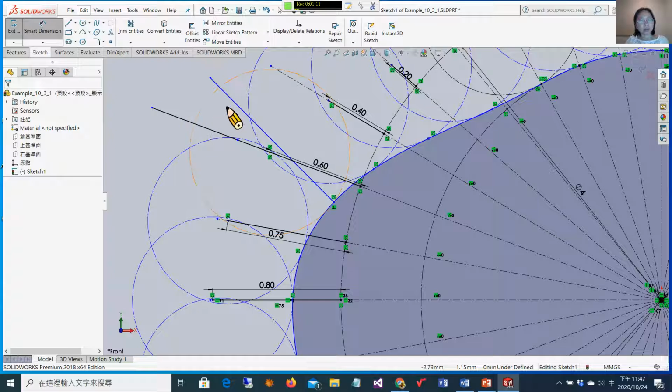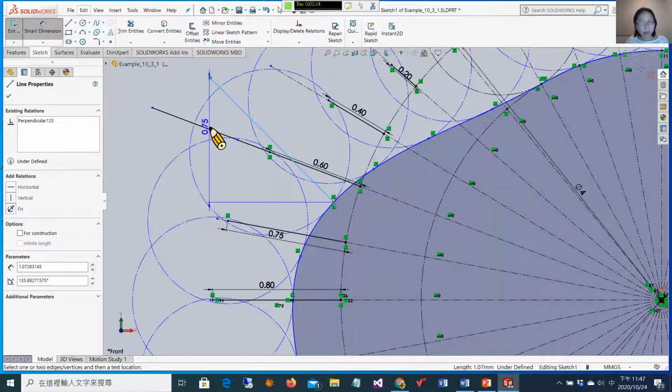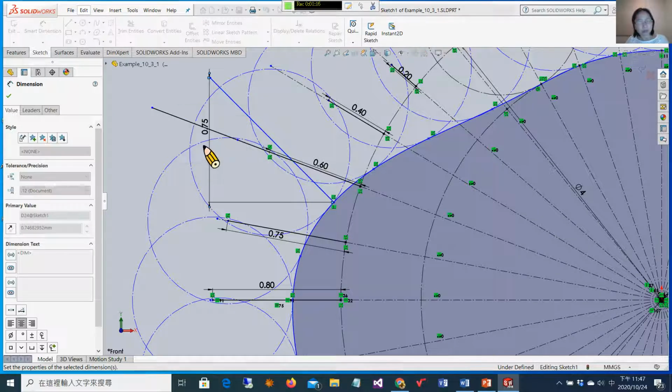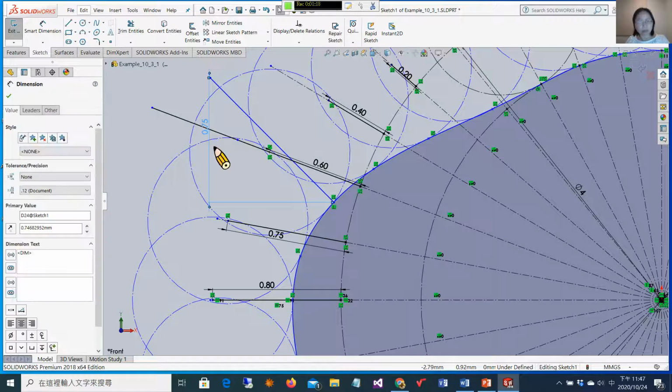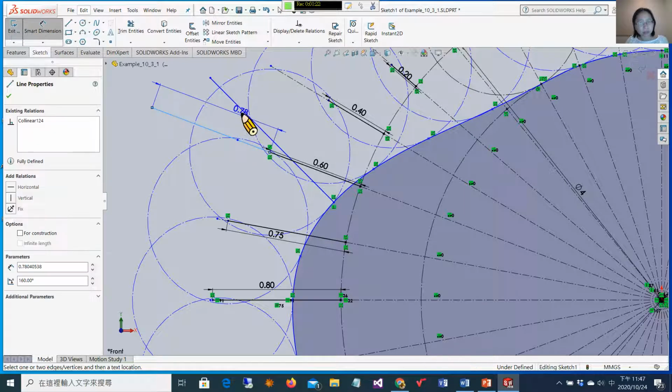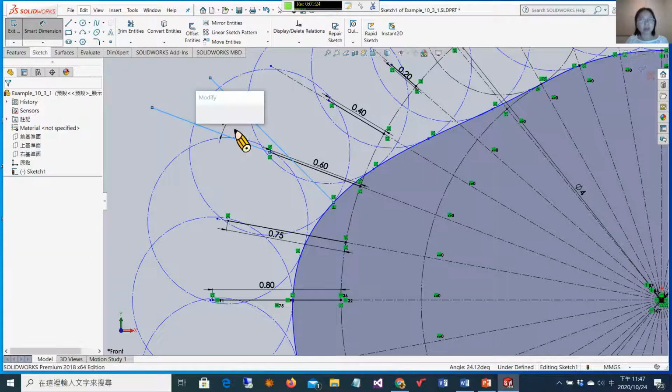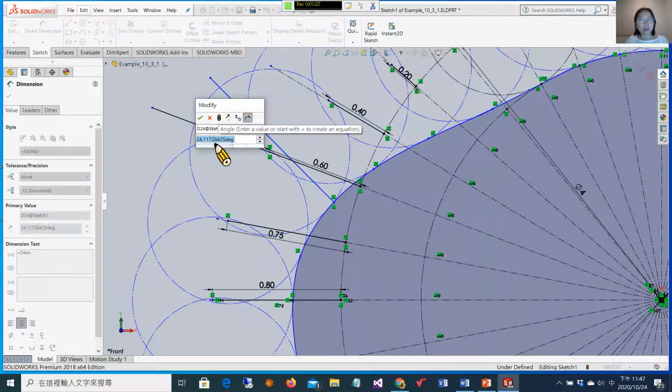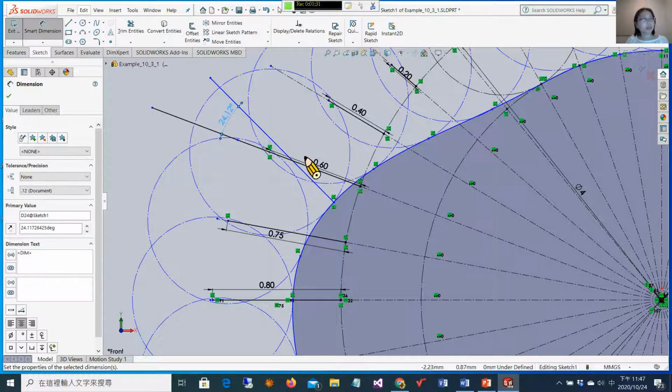I measure it. The angle is 24.1 degrees. So now we finish plotting the cam profile.